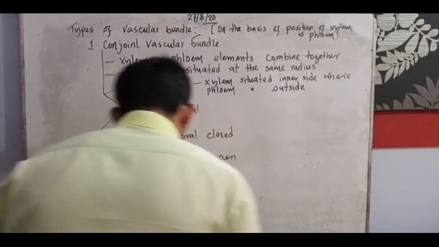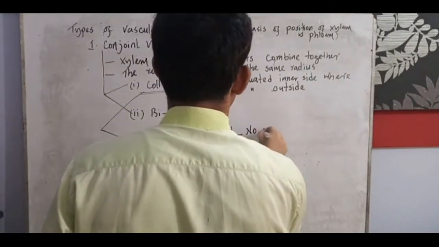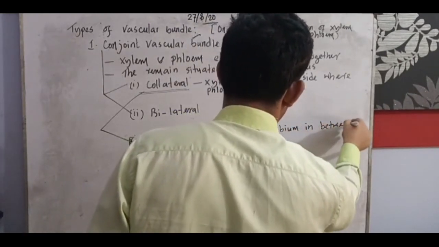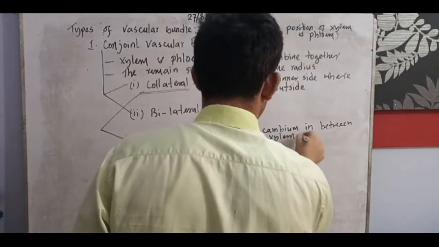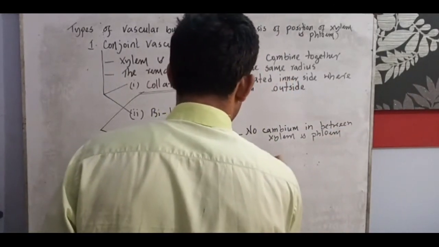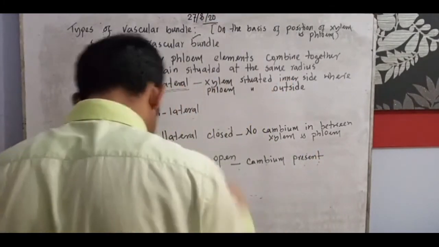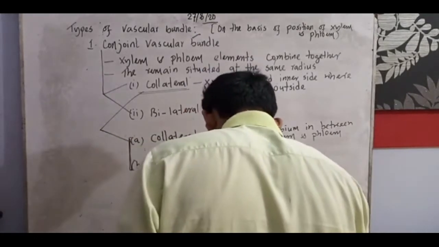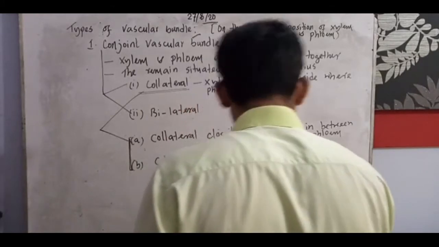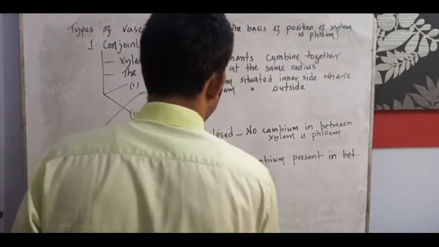Collateral closed means no cambium in between xylem and phloem. Collateral open means cambium is present in between xylem and phloem.